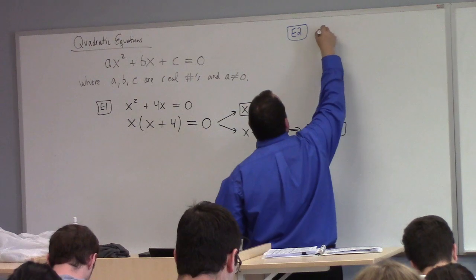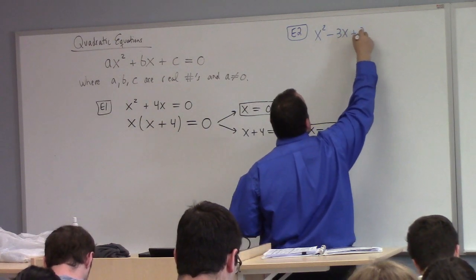What if we're up against x squared minus 3x plus 2 equals 0?